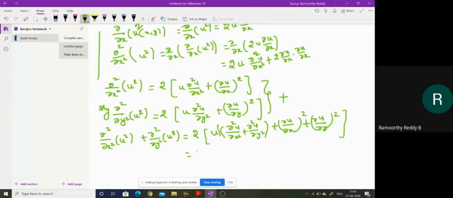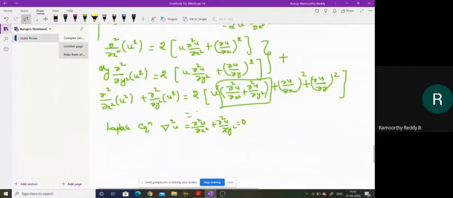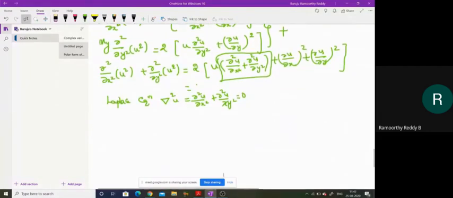This we call the Laplace equation. The Laplace equation is nothing but del square u, that means ∂²u/∂x² + ∂²u/∂y² is always 0, which is called the Laplace equation. So what does the Laplace equation mean? ∂²u/∂x² + ∂²u/∂y² = 0. That is your Laplace equation.